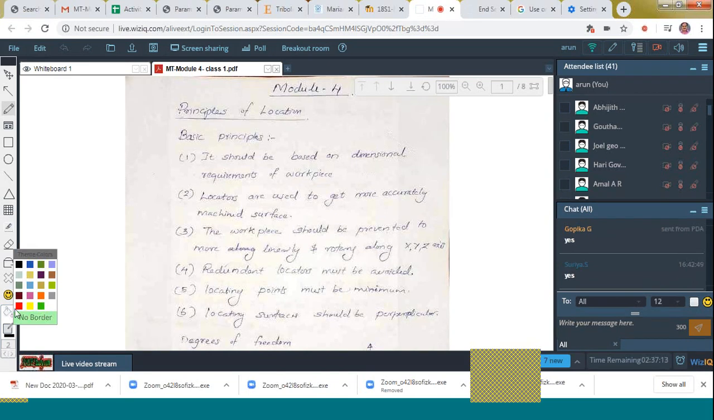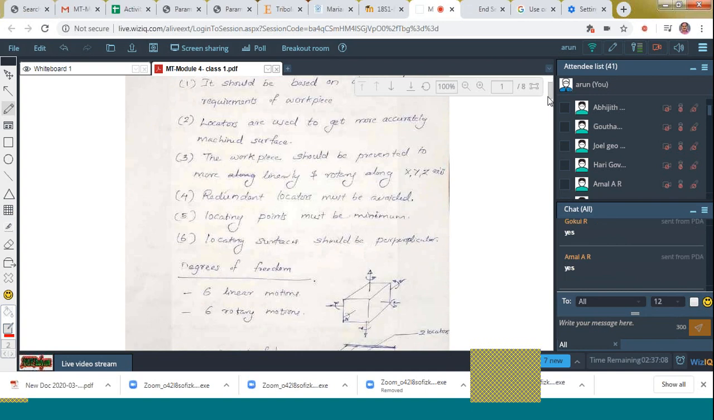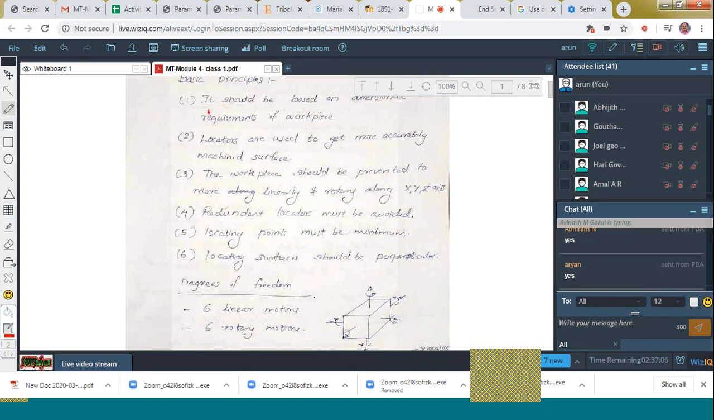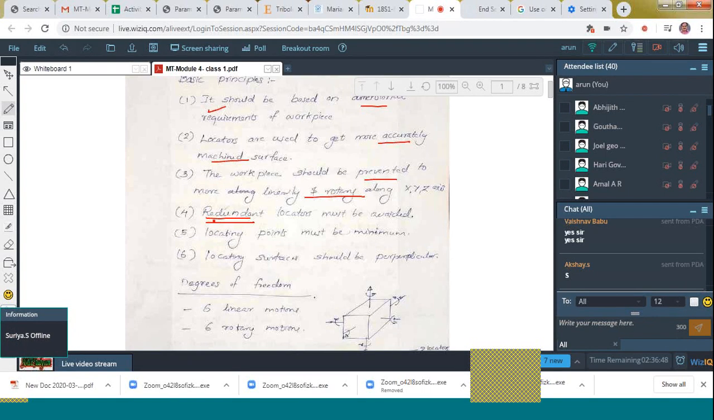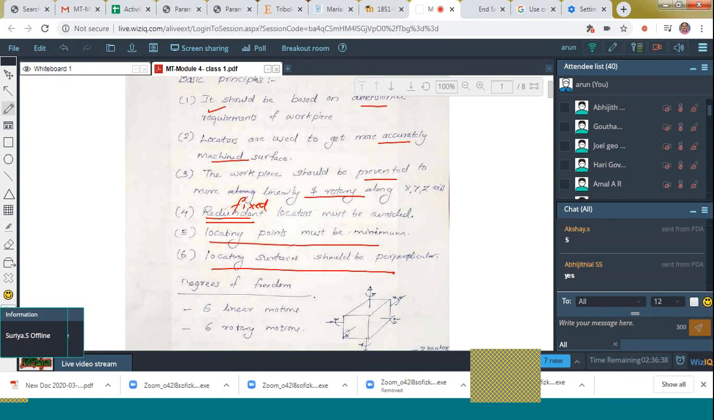Okay. So here it is written, the basic principles of location that I already told you. These are the 6 principles here. That is a dimension. Next one is accurate machining surfaces. Next is it should prevent the linear and rotary motion. Then redundant locators means what? What is the meaning of redundant? Fixed locators must be avoided. Okay. And then what about the next one? The locating points must be minimum. Then locating surfaces should be perpendicular.